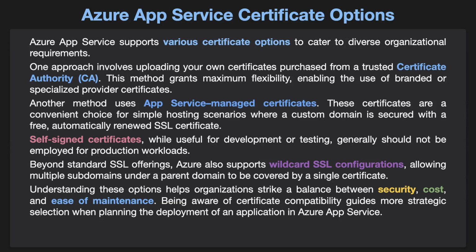Azure App Service supports various certificate options to cater to diverse organizational requirements. One approach involves uploading your own certificates purchased from a trusted certificate authority, CA. This method grants maximum flexibility, enabling the use of branded or specialized provider certificates. Another method uses App Service managed certificates.